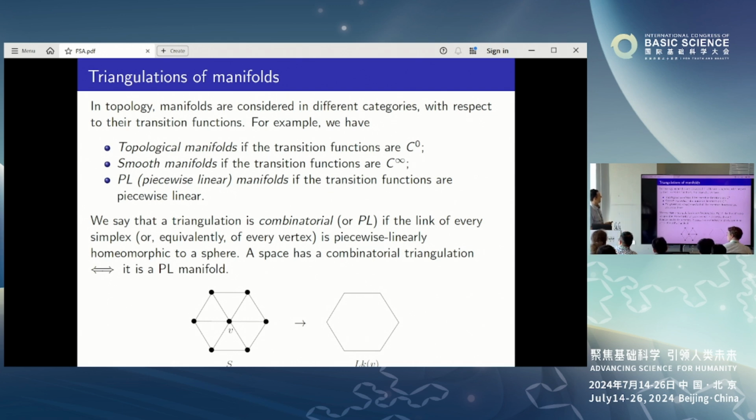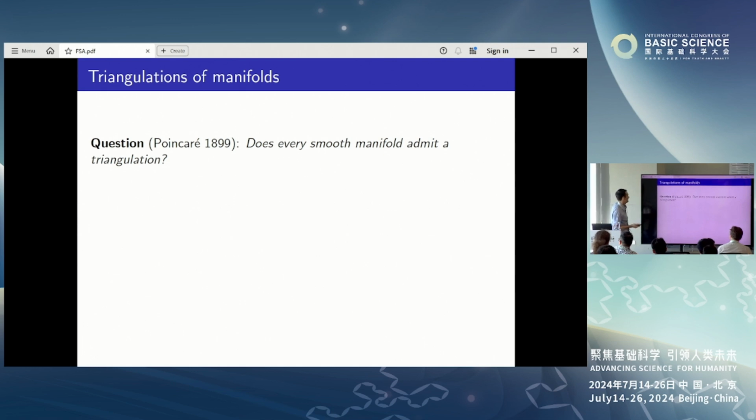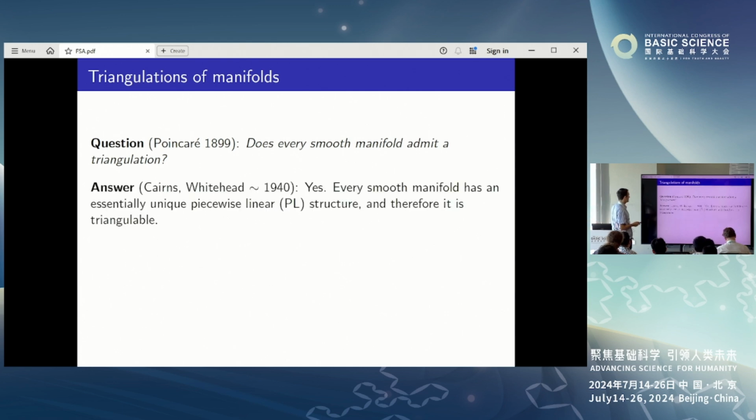All right, so what do we know? So the simplest question was asked by Poincaré in his analysis situs. He defined manifolds, and in modern language, you can rephrase his question as: does every smooth manifold admit a triangulation? And it turns out the answer is yes. It took some time for people to prove this rigorously. So Cairns and Whitehead around 1940 showed that it's true. In fact, every smooth manifold is piecewise linear, and once you get to piecewise linear, you can triangulate it.